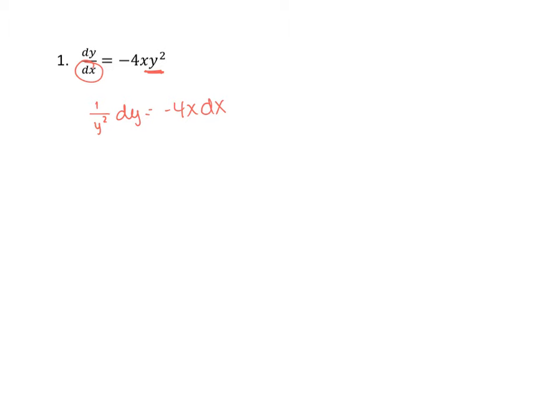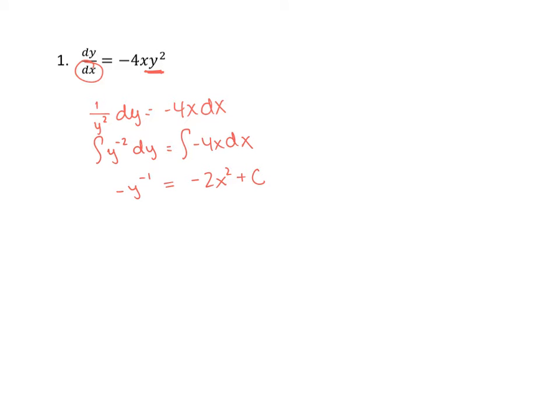Now we know we're going to have to take the antiderivative, so I want to rewrite that 1 over y squared so that it's y to the negative 2 instead. We integrate both sides, so adding that integral symbol is just showing that we're taking the antiderivative. Antiderivative of y to the negative 2 is negative y to the negative 1. Antiderivative of negative 4x is negative 2x squared plus c.